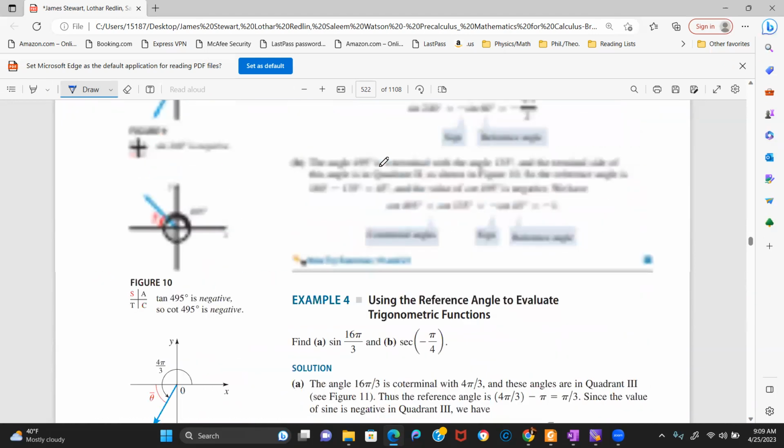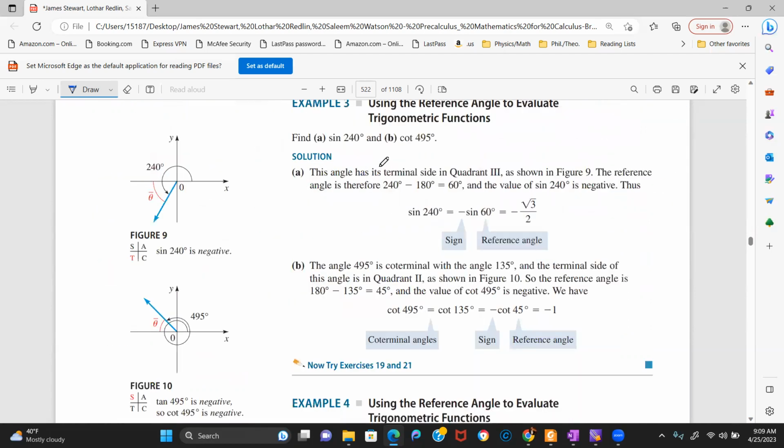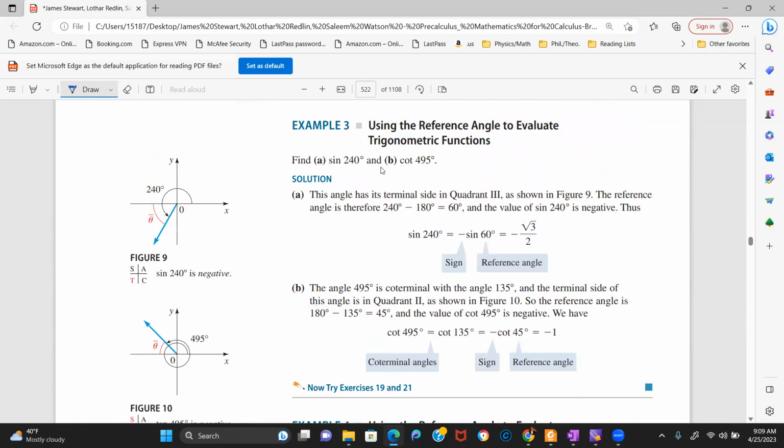All right, so let's go through this example to use a reference angle to evaluate trig functions. So we have the sine of 240. In order to do that, we want to reduce it to an angle in the first quadrant. Remember, there are these three main angles.